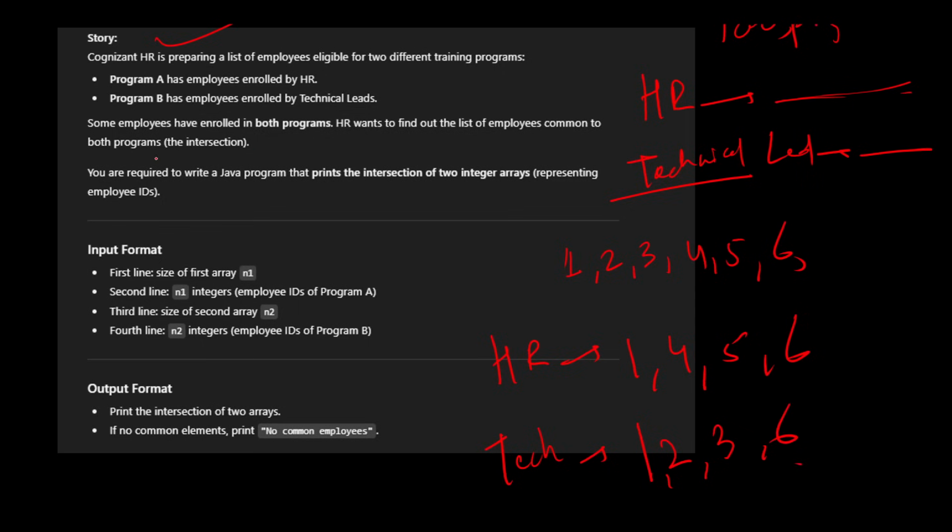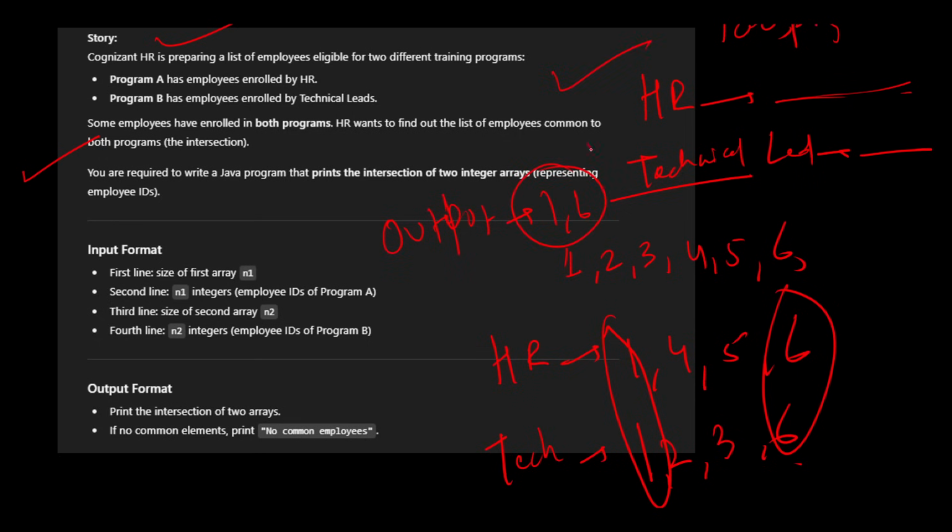Now they are saying some employees have enrolled in both programs. If you can see here, 1 enrolled in both, 6 enrolled in both. This is one example which I am explaining to you. You are required to write a Java program that prints the intersection of the two integer arrays representing employee IDs. So the output would be 1, 6, because employees 1 and 6 enrolled in both HR and technical lead programs, basically program A and program B. So we need to provide the intersection of two arrays. This is the basic question.